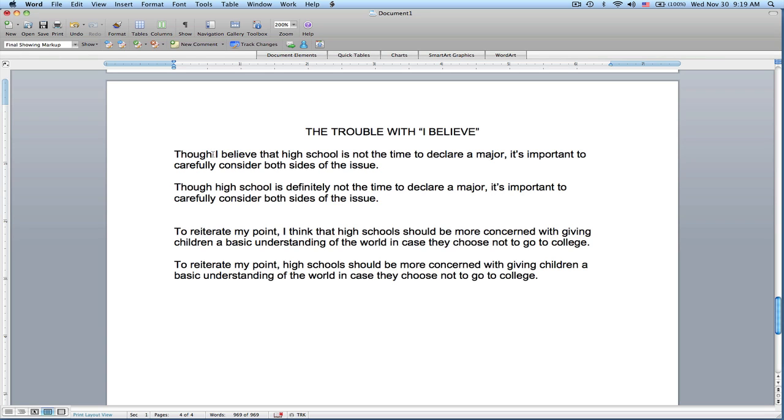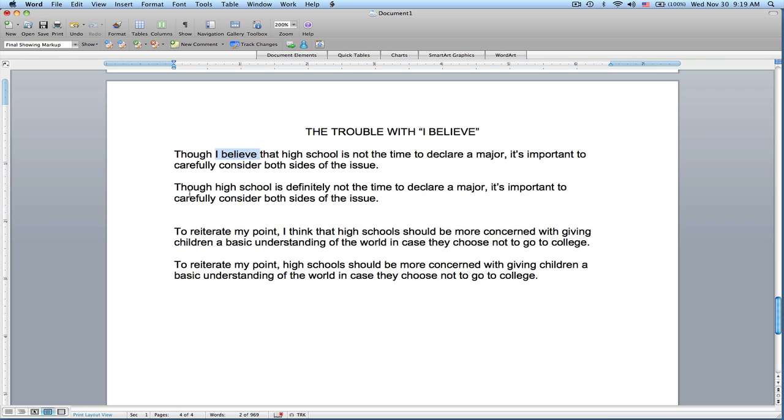using this phrase, I believe, instead of presenting your argument as a fact that everyone should agree with, you're presenting it as just your personal belief. And as soon as you say, I believe that, it opens up in people's minds like, well, I don't necessarily agree with that, or, that's not necessarily a fact or true. It's just your personal belief.